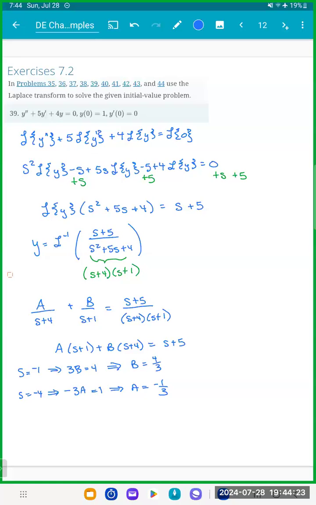Okay. And then finally, when we put that all together, we have y is equal to the Laplace inverse of -1/3 over s plus 4 plus the Laplace inverse of 4/3 over s plus 1. So y is equal to -1/3 e to the -4t plus 4/3 e to the -t.